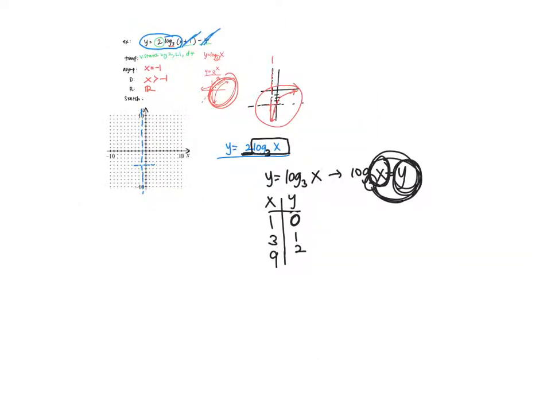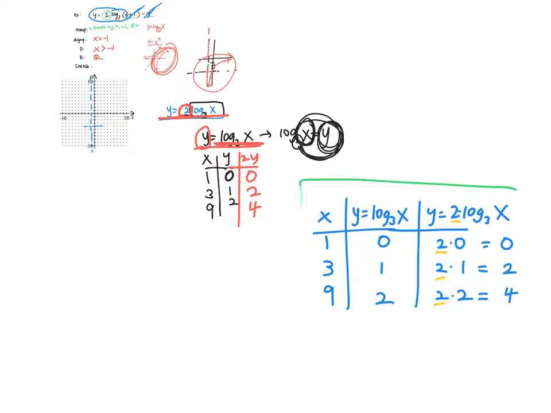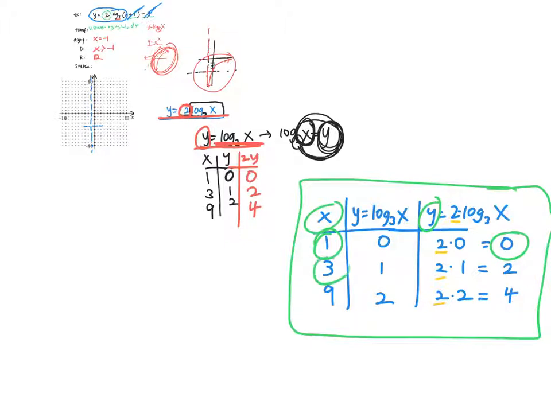So remember, I'm not quite done yet because I have y equals log base 3 of x, but my graph that I need has a vertical stretch by 2. So I need to multiply this whole thing by 2. So y is equal to this whole thing multiplied by 2. I need to multiply these guys by 2. That gives me 0. 1 times 2 is 2. 2 times 2 is 4. So I made the table again here a little neater. So my x, y points are going to be 1, 0, 3, 2, 9, 4.